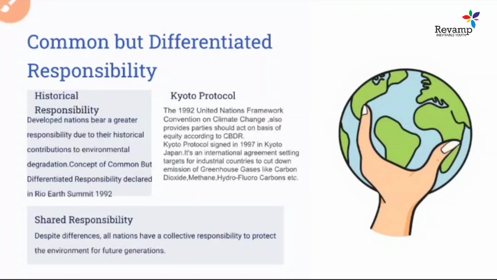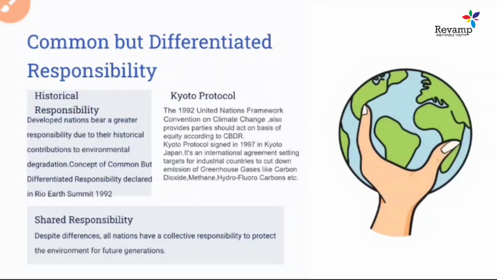After the 1992 UNFCCC and CBDR, common but differentiated responsibility, the Kyoto Protocol was signed five years later, in 1997. Kyoto is in Japan, so that's why it's called the Kyoto Protocol. It is an international agreement which sets different targets for the industrial countries to cut their emissions. So this we can also say is a continuation of CBDR, where emission targets were set for different countries. Industrial countries like the USA and UK had to cut down the emission of greenhouse gases like carbon dioxide, methane, and others like HFC, CFC. And for developing countries like India and China, we had different target settings. So this is what the Kyoto Protocol is: we set an emission target for different countries.